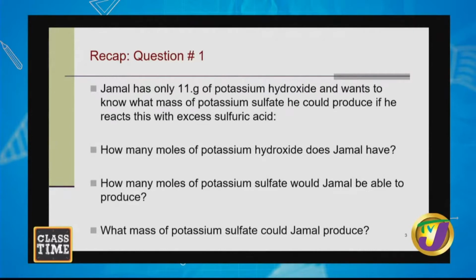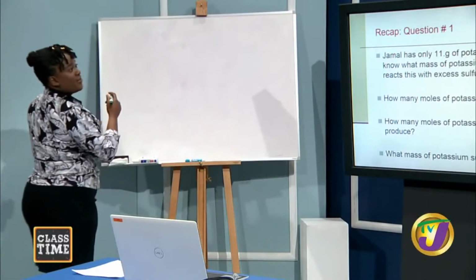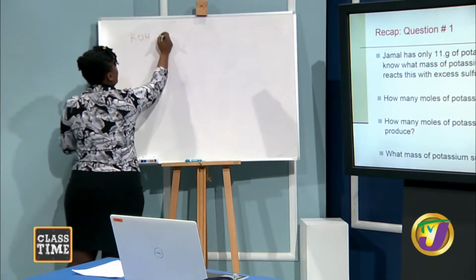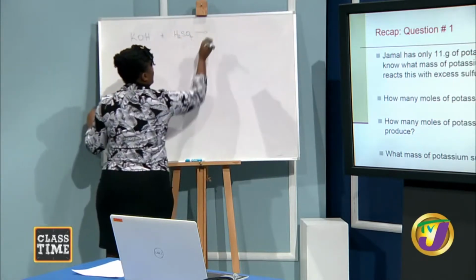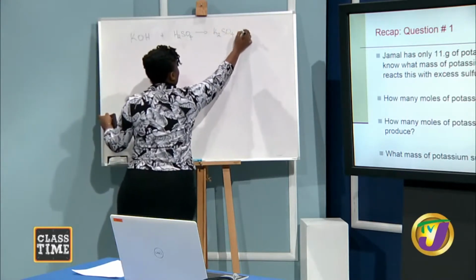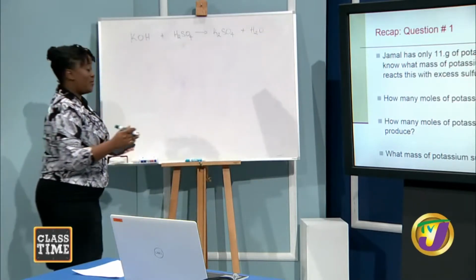All right. So the first thing, when I see a question like that, is to write my equation, because we need to see what we're working with. So we have potassium hydroxide reacting with sulfuric acid to give us potassium sulfate and water. And we know the next thing to do is to balance the equation.